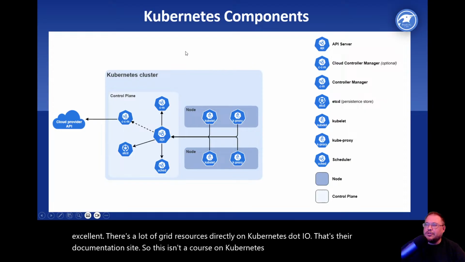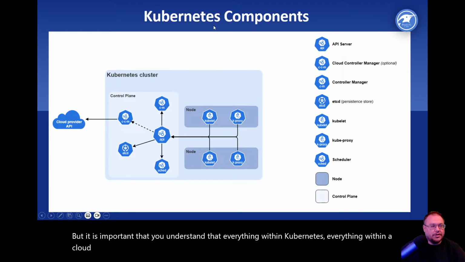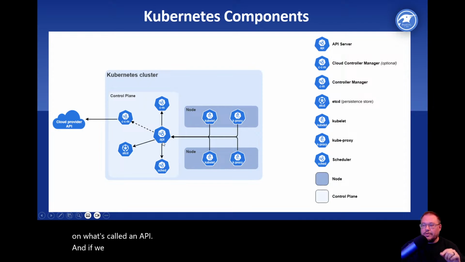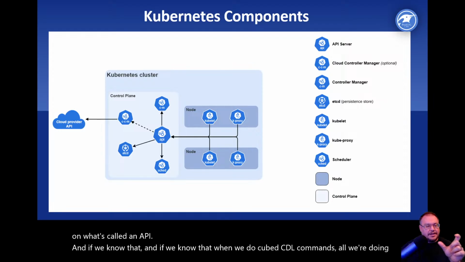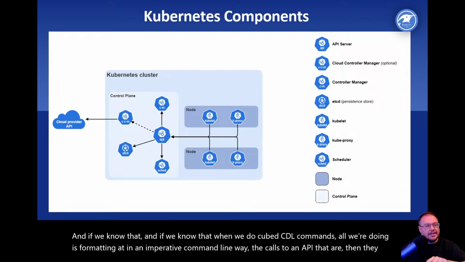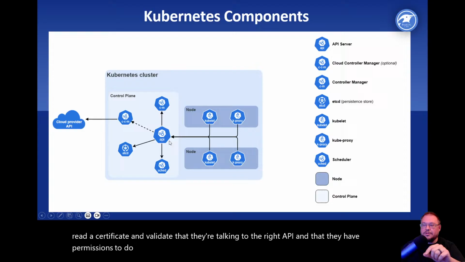But it is important that you understand that everything within Kubernetes, everything within a cloud environment, everything within most functional automation environments is based on what's called an API. And when we do kubectl commands, all we're doing is formatting, in an imperative command line way, the calls to an API. They go read a certificate and validate that they're talking to the right API and that they have permissions to do the things they're supposed to do as users. All of those things are happening behind your little kubectl command.